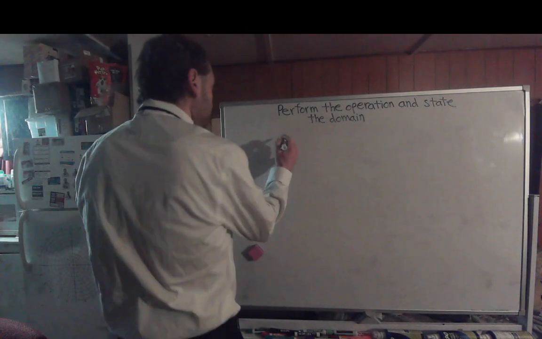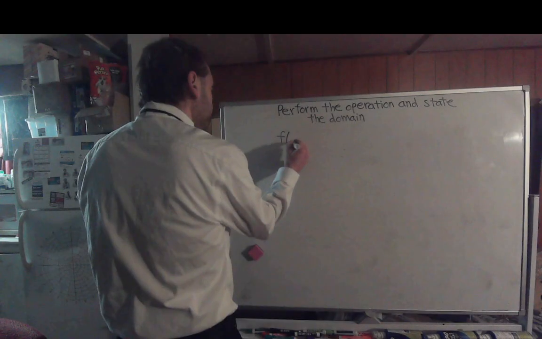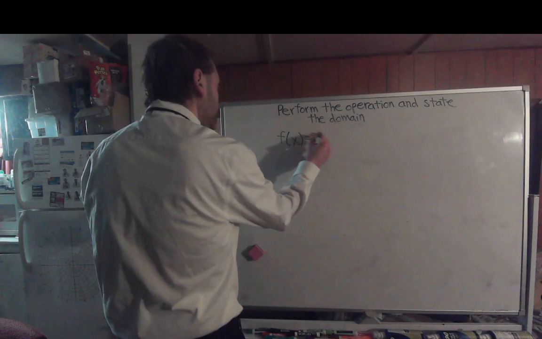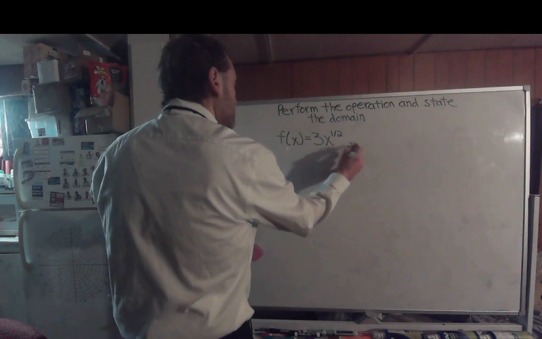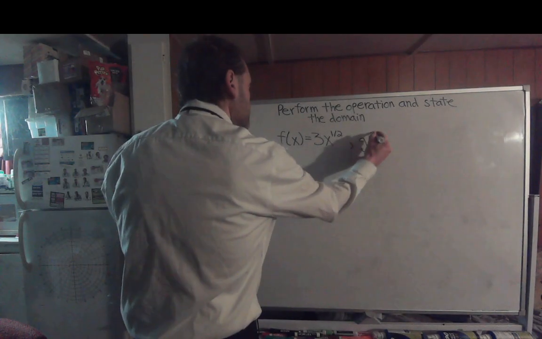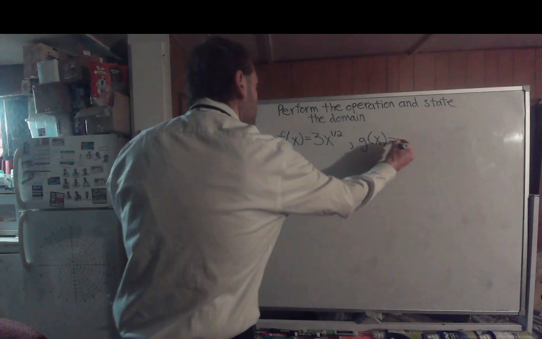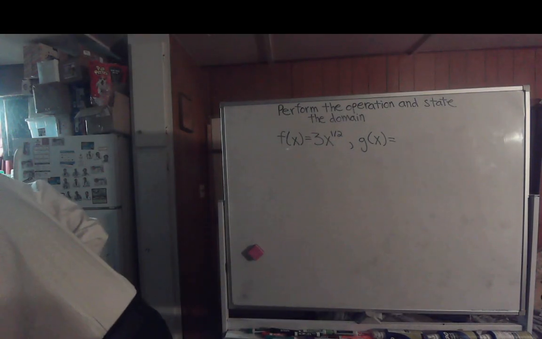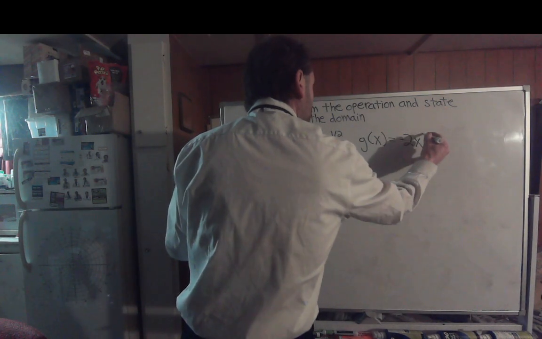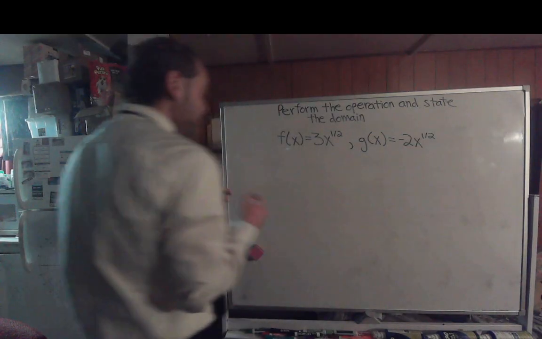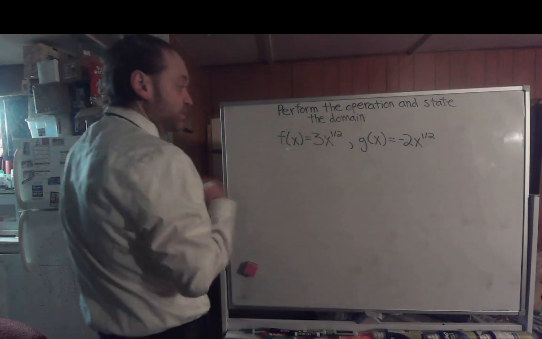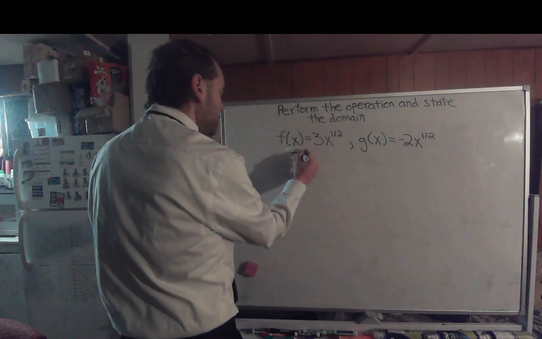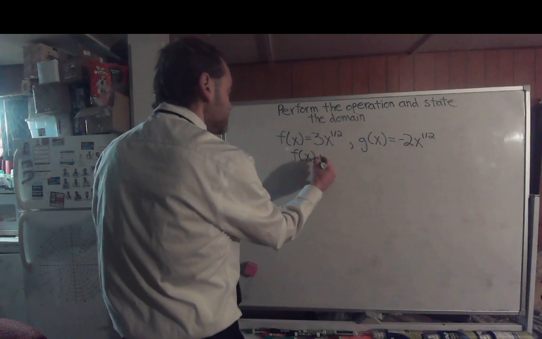Alright, let's see. We have f of x equals 3x to the 1/2. Then we have g of x equals negative 2x to the 1/2. So f of x equals 3x to the 1/2, g of x equals negative 2x to the 1/2. They also want us to find f of x plus g of x.